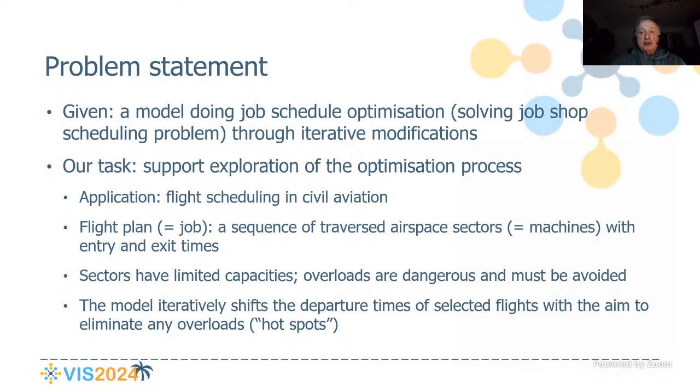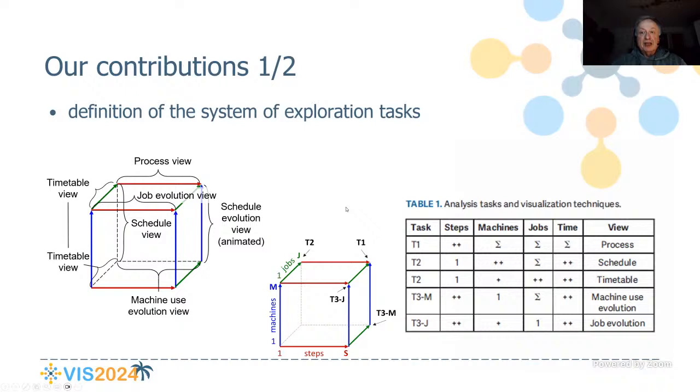Our goal was to support developers of a reinforcement learning algorithm, enabling them to understand the behavior of the method, and also to support domain experts who need to gain trust and understanding of how the method works and which results it produces. Based on our understanding of the key concepts such as machines, jobs, schedule, and their dynamics, we defined the system of exploratory tasks at different levels of abstraction, at elementary and synoptic levels.